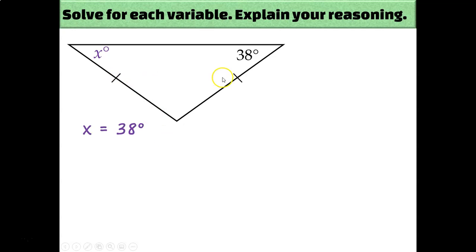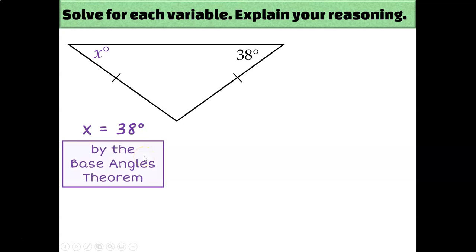And that's because since this is an isosceles triangle, it has two sides that are marked as congruent. Its base angles must be congruent as well. The base angles are the ones that are both attached to the base. The base is the side that's not congruent to the other two. Or you can also say that the angles across from the congruent sides, those are the base angles as well. Either way you slice it, x is 38 degrees because of the Base Angles Theorem.